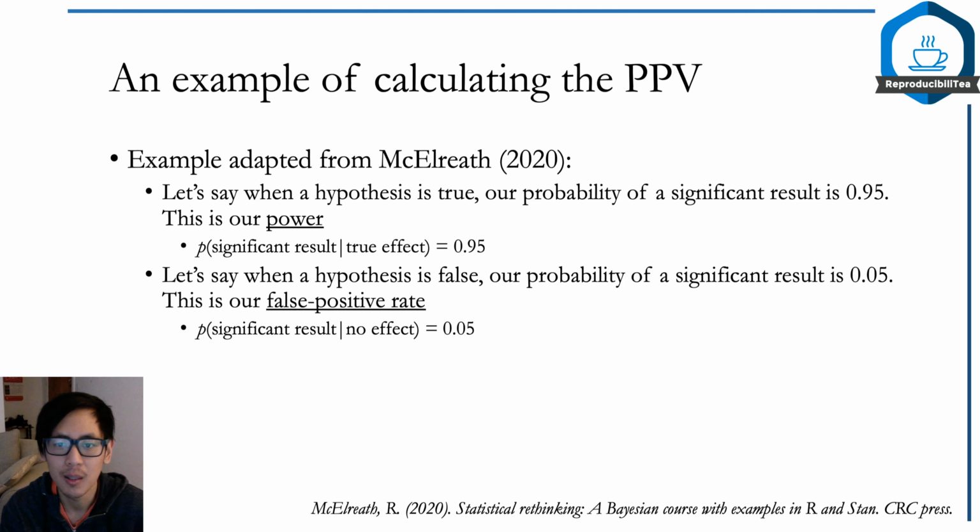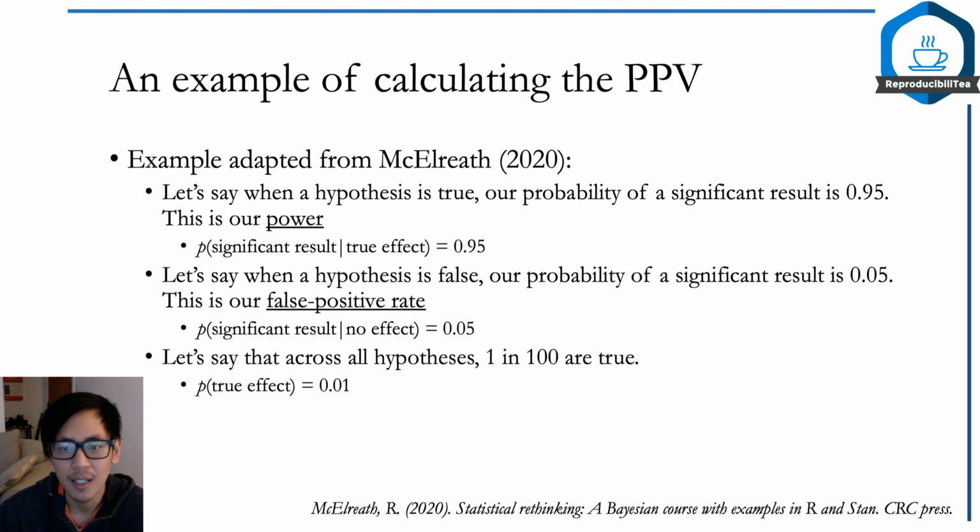And let's say when a hypothesis is false, our probability of a significant result is 0.05. This is our false positive rate, sometimes referred to as our alpha. So the probability of a significant result when there is no effect, so given no effect, is equal to 0.05. And let's just say that across all hypotheses, 1 in 100 are true, so the probability of a true effect is equal to 0.01. So using these values, we can actually calculate the PPV.